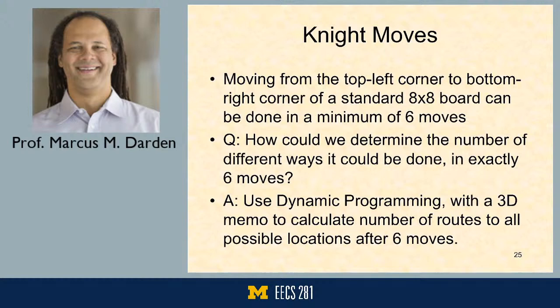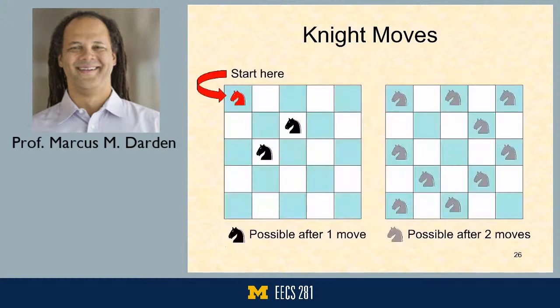So in that case, my memo is going to be 3D. And then in the end, I'm going to figure out the total number of routes from the top left to the bottom right in 6 moves. All right? So let's examine the problem now on a real board here, or at least a corner of a real board. So I see myself here in this top left corner.